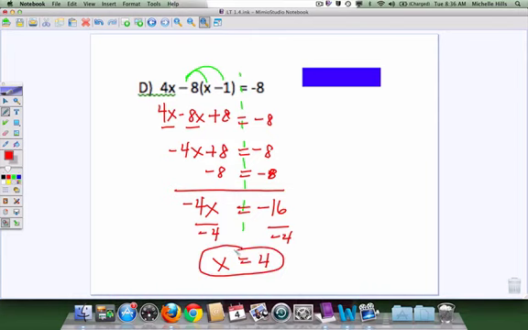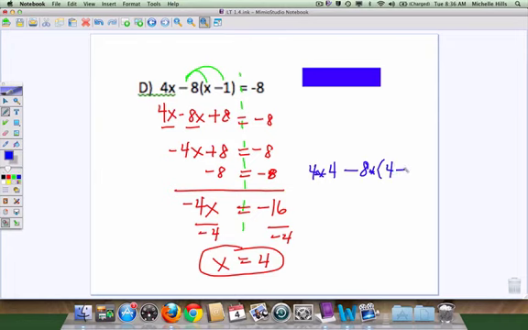In my calculator to check this, 4 times, and let me put this down, 4 times positive 4 minus 8 times, in parentheses, 4 minus 1 equals, and make sure it equals negative 8.